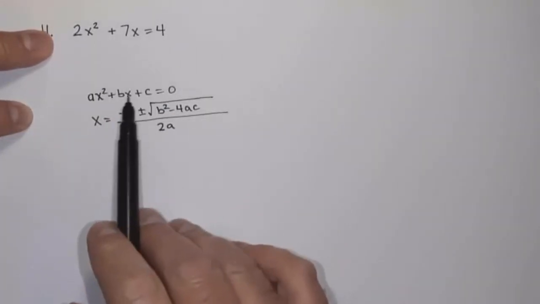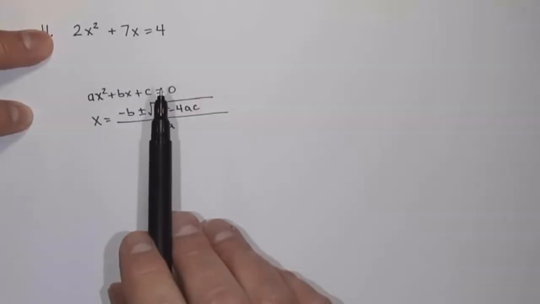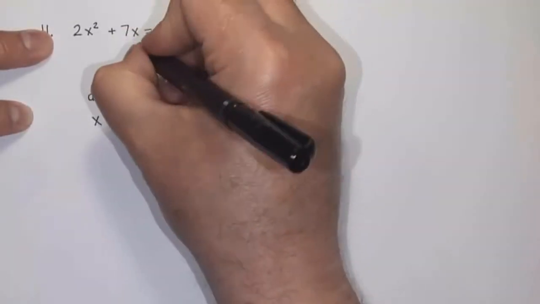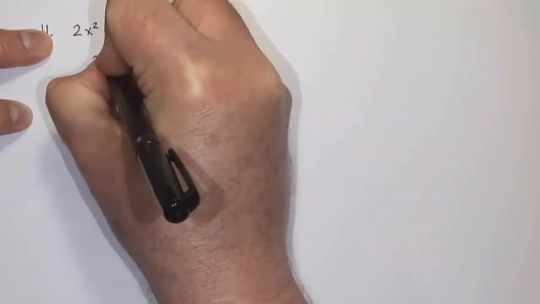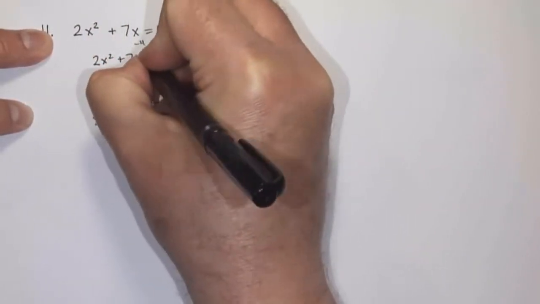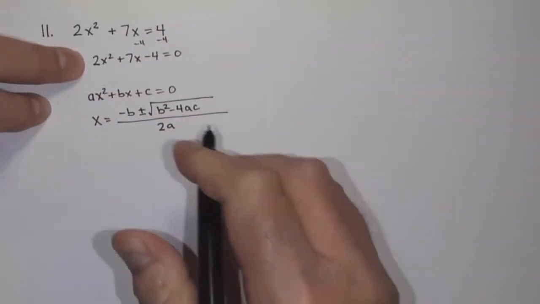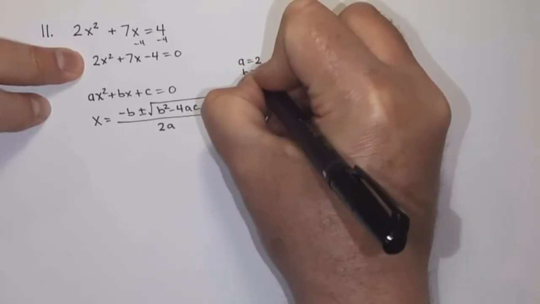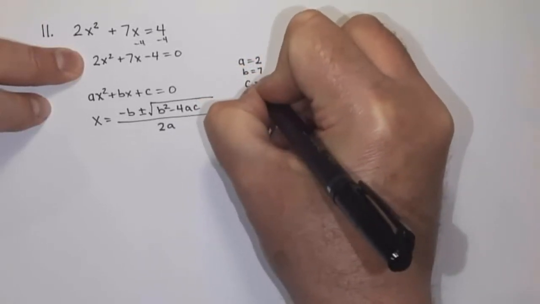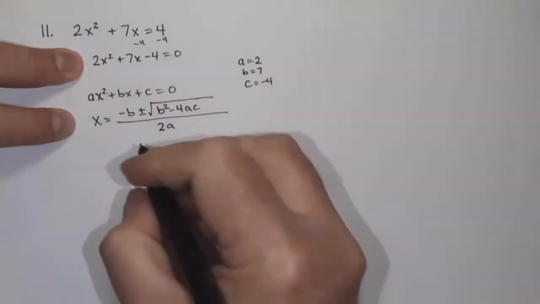Now our equation's not quite in this form because we got 4 on the right side of the equals. So we're going to subtract 4 from both sides so that we get 2x squared plus 7x minus 4 equals 0. Okay? And that's important because A is going to be 2, B is going to be 7, C is going to be negative 4 when we use our quadratic formula.